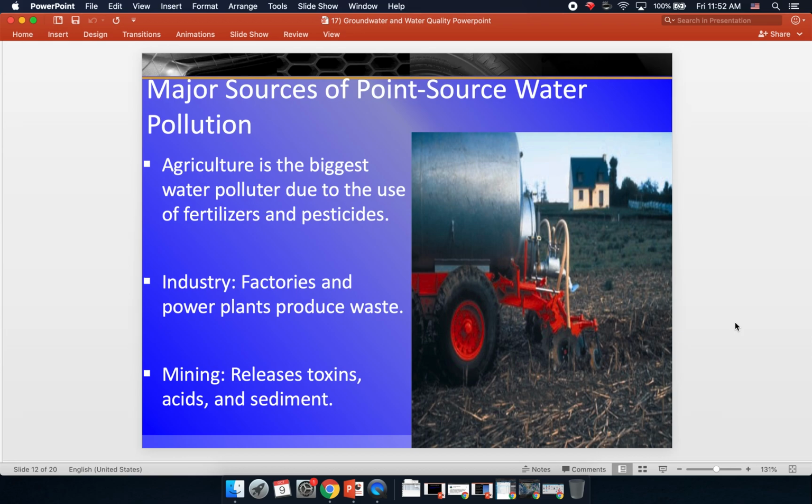Now, this slide says that agriculture is the biggest water polluter, but I like to be a little more specific and think about it in terms of right where you are. In rural areas, agriculture is definitely going to be the biggest water polluter, but in urban areas, industry is going to be a bigger polluter than agriculture is. Mining is also a big point source polluter. We've talked about that in our lesson on human impact on the lithosphere. Mining releases toxins, acids, and sediment into the environment. These can end up in waterways as well.